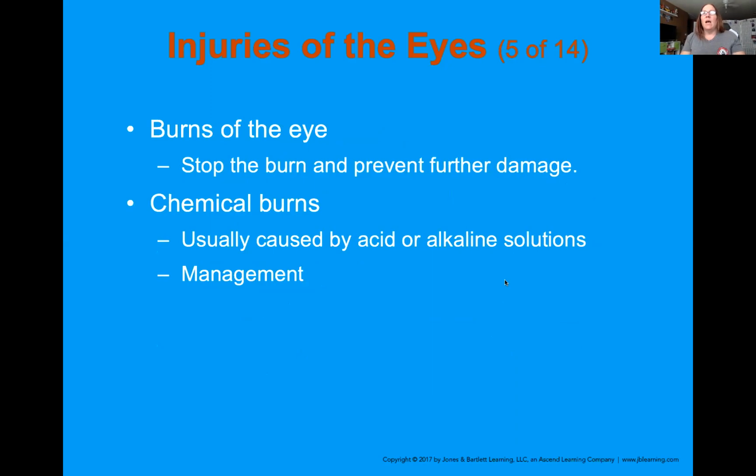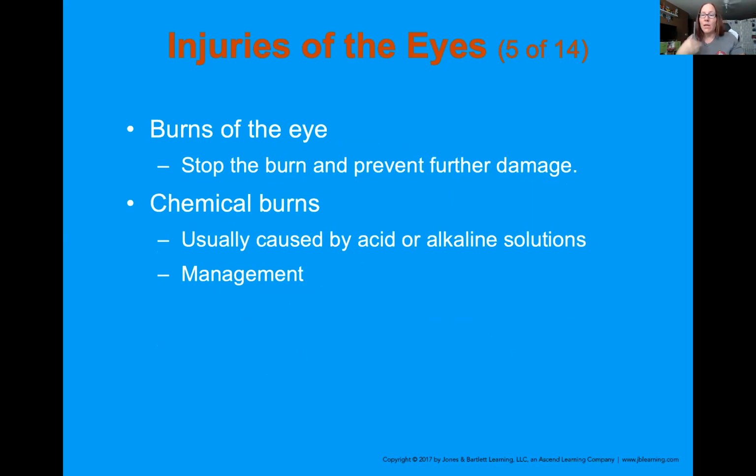All right, burns to the eye. So the biggest thing is stop the further burning. Chemicals, so alkalines and acids. Alkalines are more detrimental to tissue than acid is. If it's a dry chemical, you want to brush off as much as you can, because if it's reactive to water, it's going to react in their eye.